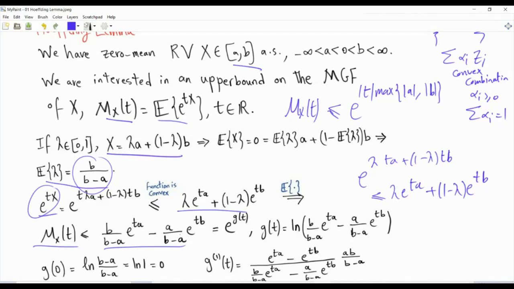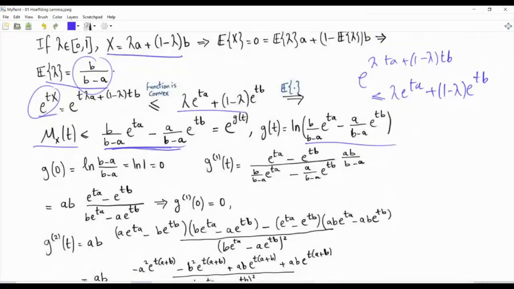And then this thing here, we will write it as e to the g of t. Okay, so you have something written as e to the g of t. So what is this g of t? So g of t is the natural logarithm of this quantity here. Okay, so g of t is the natural logarithm, and this quantity here is positive. I mean, there is a minus sign, but don't forget that a itself is a negative number.